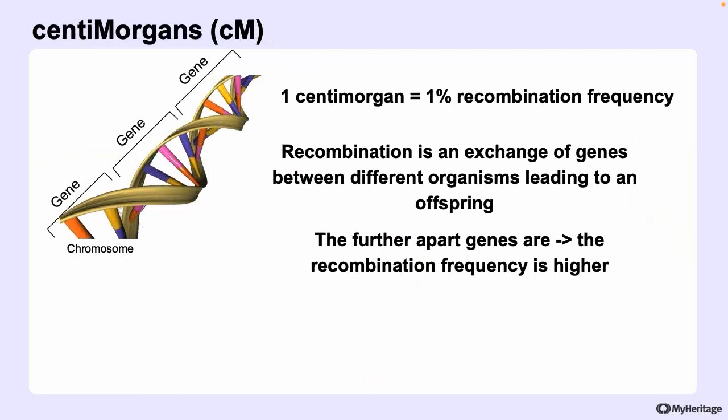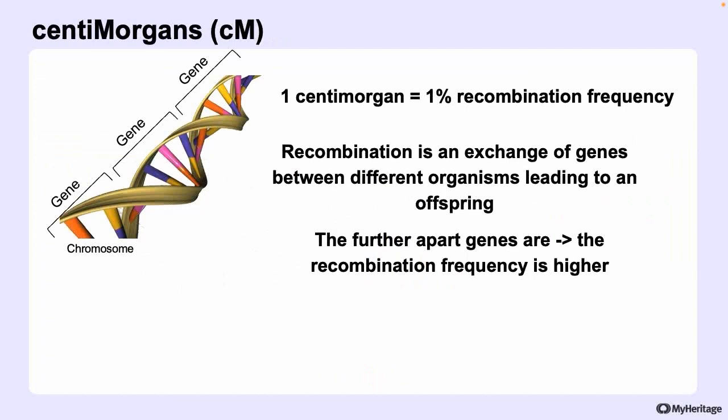One centiMorgan actually means there is a 1% chance to have a recombination. Now, what is a recombination? A recombination is where there is an exchange of genes between two different organisms, between two different people, and that leads to an offspring, which is a very fancy term to say that two people got together and had a baby. And recombination actually means that the genes from person A and the genes from person B created together a new person that has the genes from A and B.